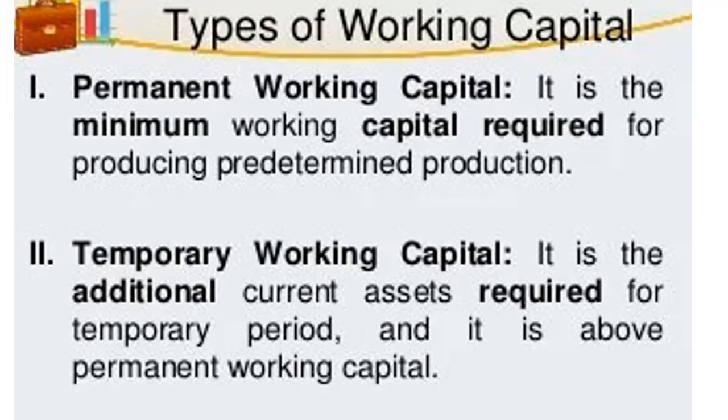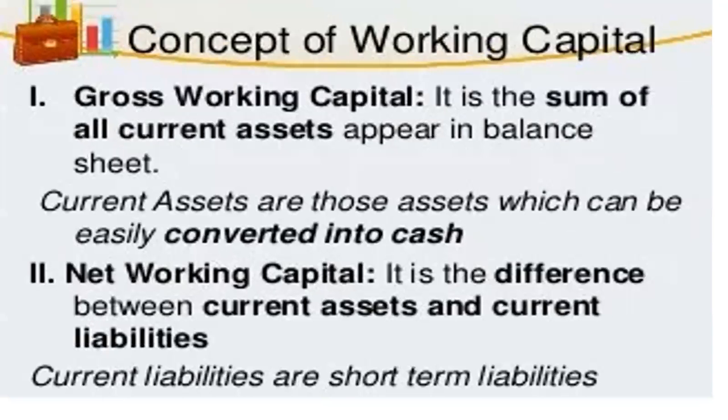Even it is the additional current assets. The word "additional" is mentioned, right? So you have to remember that these are the additional current assets required for the temporary period. Temporary period is the main keyword to identify temporary working capital. Okay. Let's understand gross and net working capital.